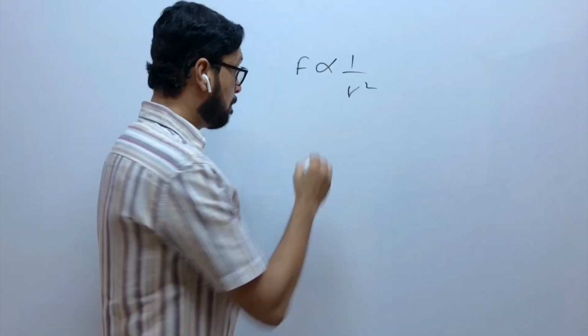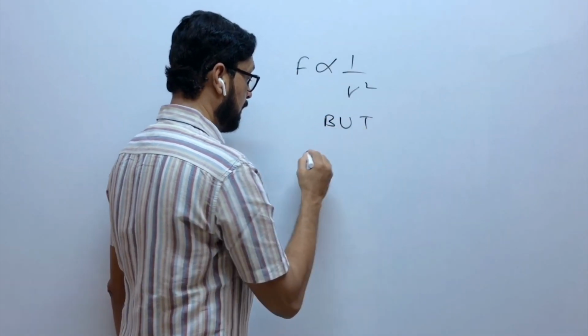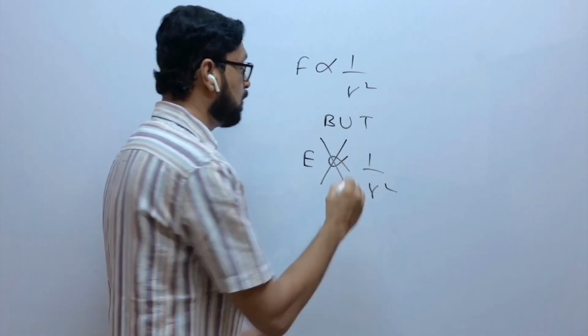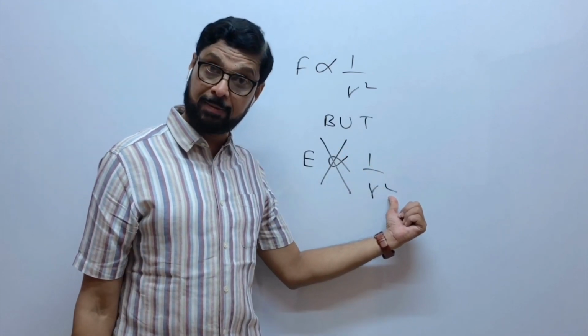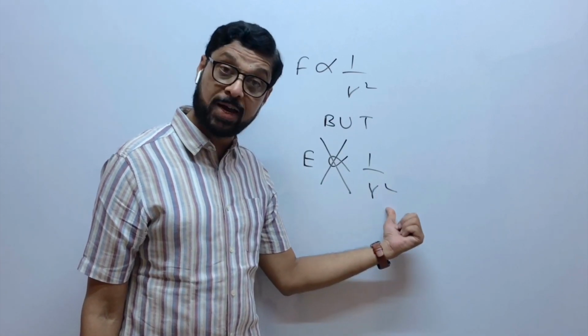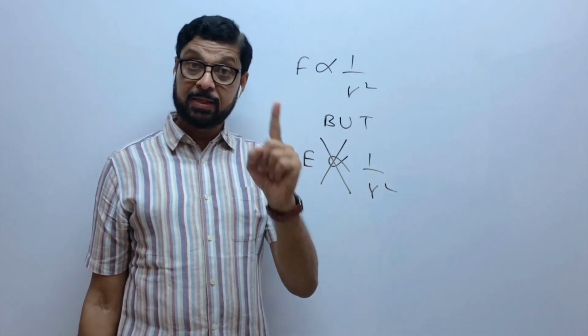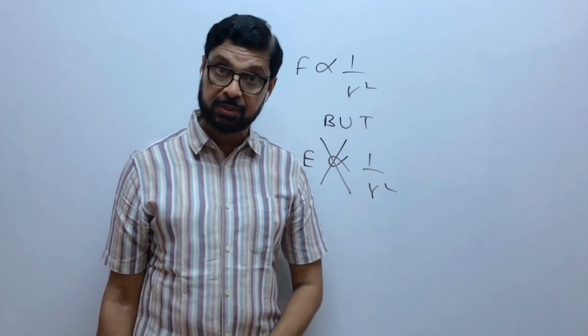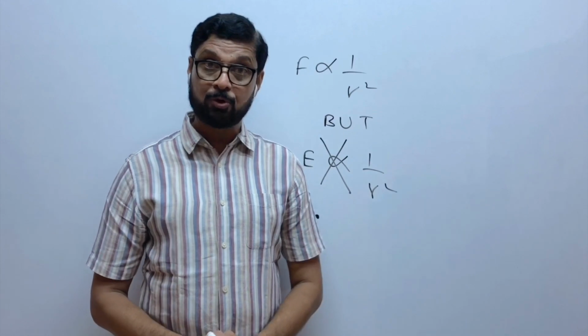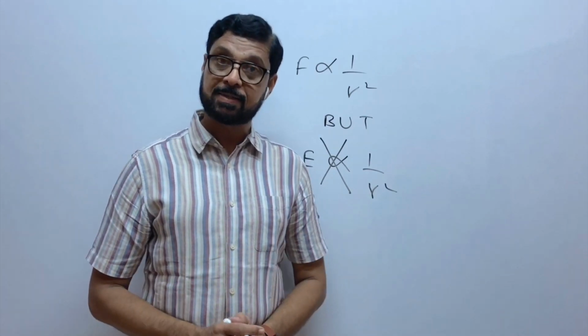Coulomb's force is inversely proportional to square of the distance, but intensity is not inversely proportional to r square. Intensity is inversely proportional to r square only in the case of a point charge. In other cases, intensity will not be inversely proportional to square of the distance.